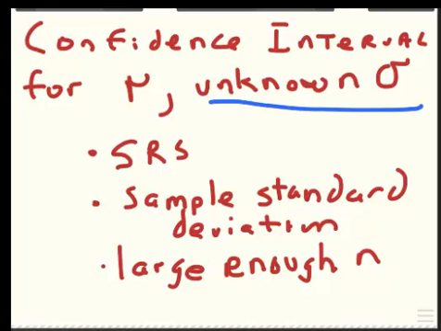Okay, so the things you have to work this problem are you have to have a simple random sample, a sample standard deviation, that's S, and you have to have a large enough sample size. And that's still using the rule we've had in the other videos where if you have skew, you need at least 15. If you have outliers, you need at least 40. And if you have extreme values, you need at least 100.